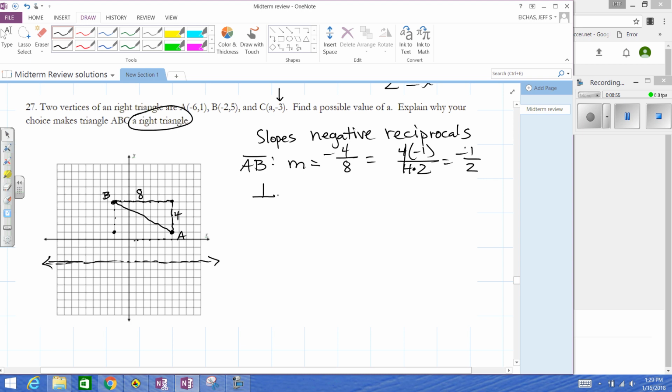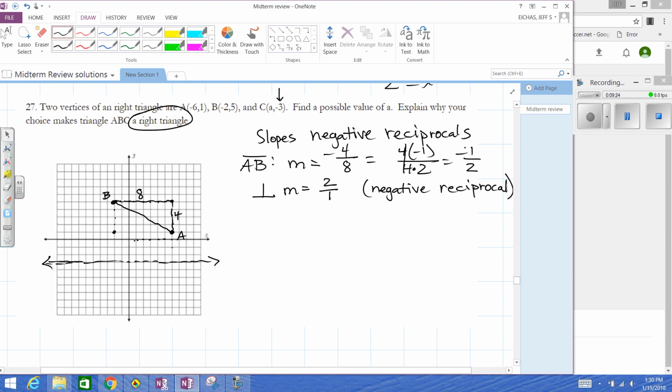Okay, a perpendicular segment needs to have a slope that's equal to 2, right? We took the negative reciprocal. We flipped. Reciprocal is flip, and the negative is change the sign. So negative reciprocal slope. All right, now here's what I can do. I can apply this slope to either A or B. So let's apply this slope with A first.